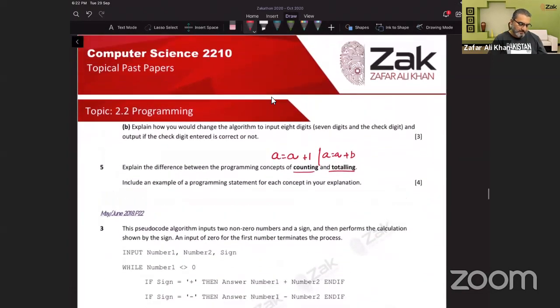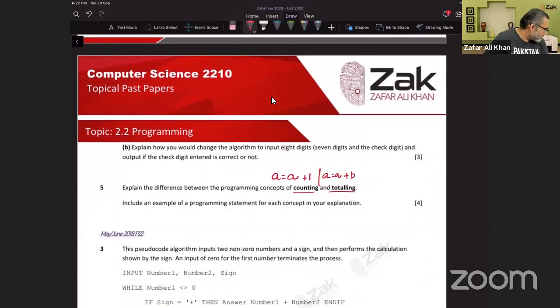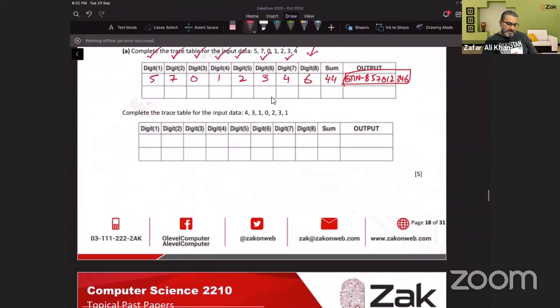Now it says in part B, explain how you would change the algorithm to input 8 digits, 7 digits and a check digit, and output whether the check digit entered is correct or not. You have to explain. So you will say that we will input all of the 8 digits, and we will take the first digit, second digit, third digit, fourth digit, fifth digit, sixth digit and 7th digit.